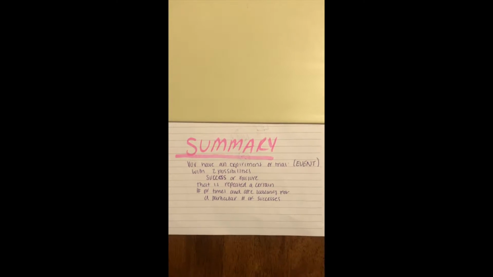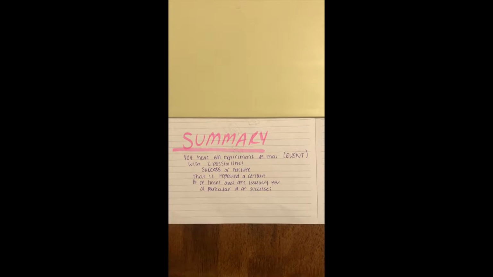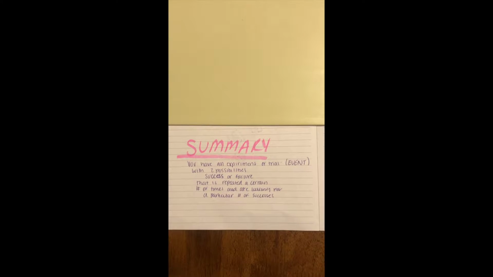In summary, to put all the conditions into perspective, you have an experiment or trial, or you can just think of it as an event, with two possibilities, your success or your failure. This is repeated a certain number of times, and you're looking for a particular number of successes. That's what each of these conditions has outlined to us. Each of these conditions also provides a variable that we'll learn about next when we talk about the formula.